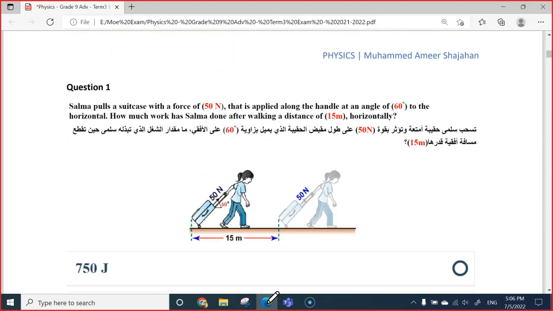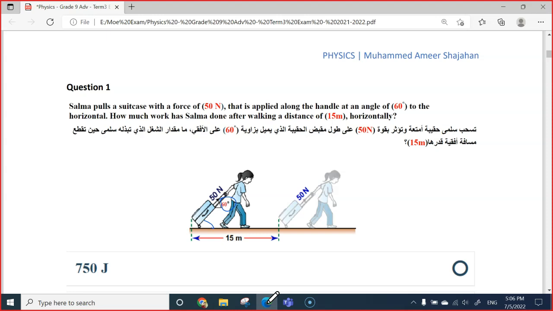Question number 1. Salma pulls a suitcase with a force of 50 Newton that is applied along the handle at an angle of 60 degree to the horizontal. How much work has Salma done after walking a distance of 15 meters horizontally? So she is applying a force of 50 Newton and the angle between force and the horizontal is 60 degree, that is given here. So angle is 60 degree and you are asked to calculate the work done.